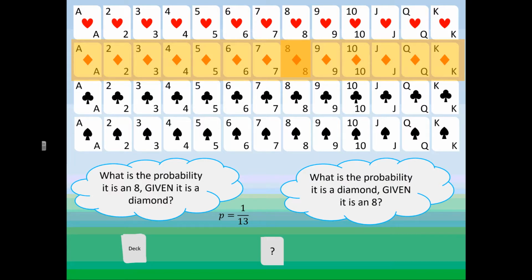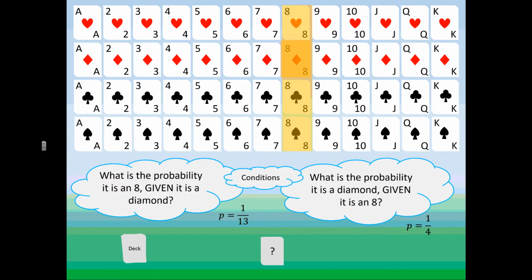If we switch up the condition, the probability also has to change. In this case, we are given it as an 8. So we are down to just the 4 cards that are 8s. One of them is a diamond. These conditions make our probabilities completely different.